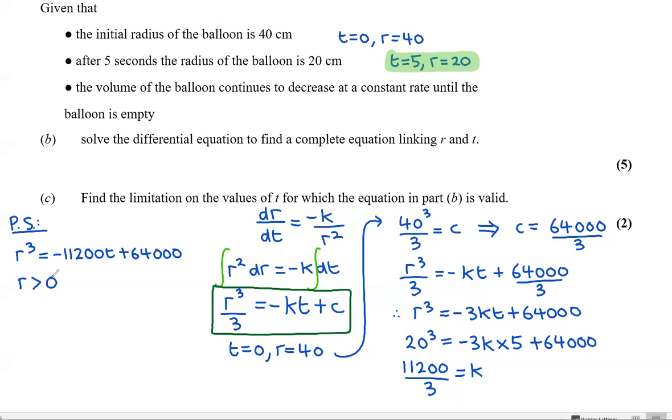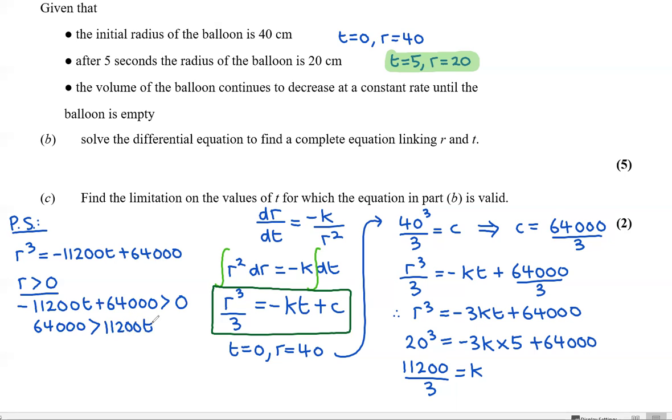So if we put that limitation on there, we have negative 11,200 t plus 64,000 is greater than 0. Okay, because if r is greater than 0, r cubed must also be greater than 0. If we rearrange, we get 64,000 has to be strictly greater than 11,200 t.